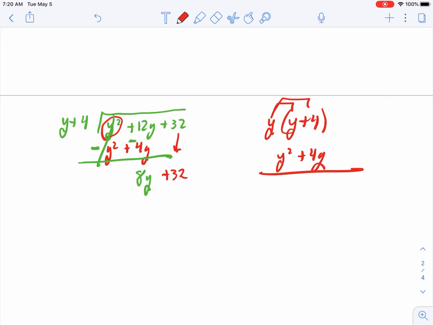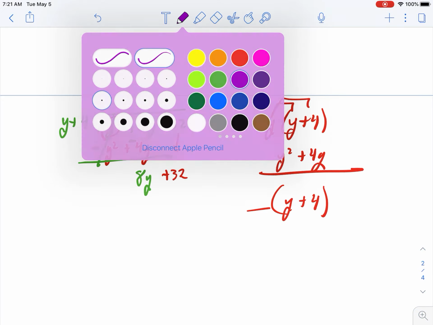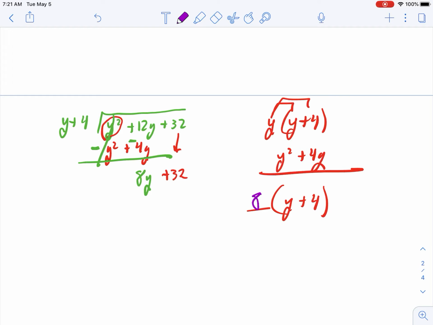And now let's take my y plus 4 again and see what we can multiply by to get an 8y. So let me change colors so we can see. So I'm going to multiply by 8. Because if I multiply those two out, I get 8y plus 32. So I have 8y plus 32.